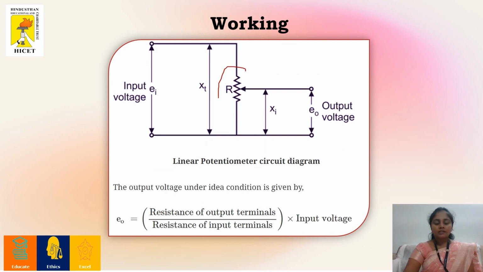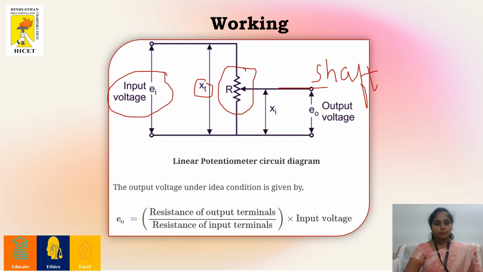Now let us look into the working principle of my potentiometer. Consider this as a resistance where I am moving, and assume this line to be the displacement or the shaft where I move. Say the total length of the resistance is given by Xt and the total input voltage is given as Ei, which is my input voltage. Assume this line to be the position of my shaft. If the position is at this point, I can measure the length, and that is called the input displacement Xi. We are about to check how this input displacement is converted into the output voltage E0.